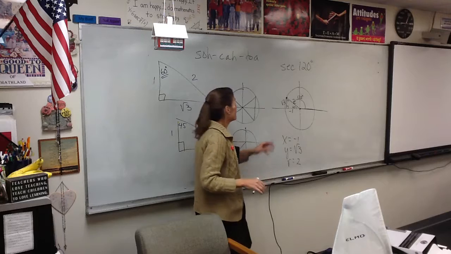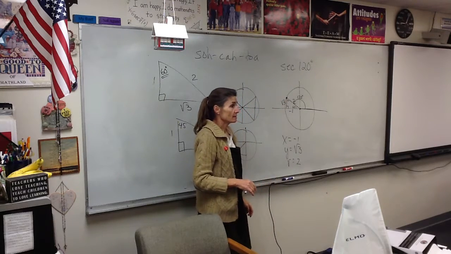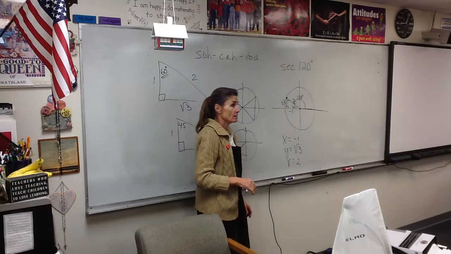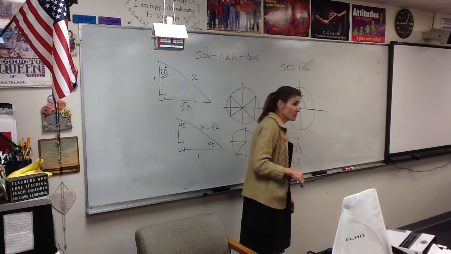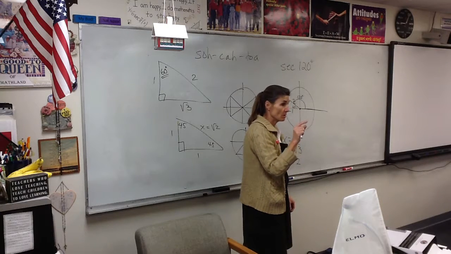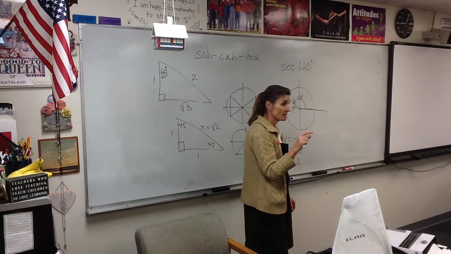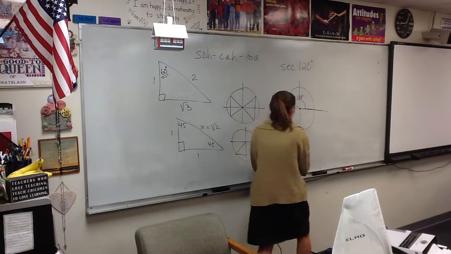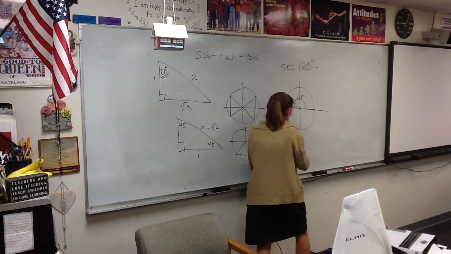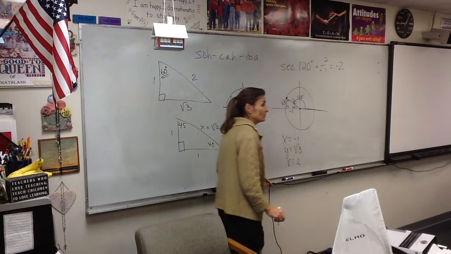Now, wait a second. I wanted the secant. What's the secant? It's the reciprocal of the cosine. The cosine is x over r, so secant would be r over x. So secant will be 2 over -1, or -2.